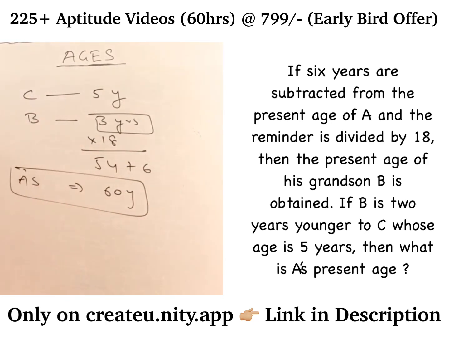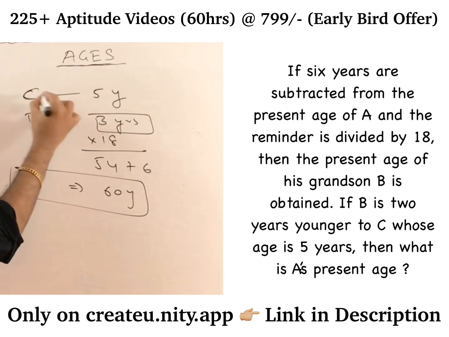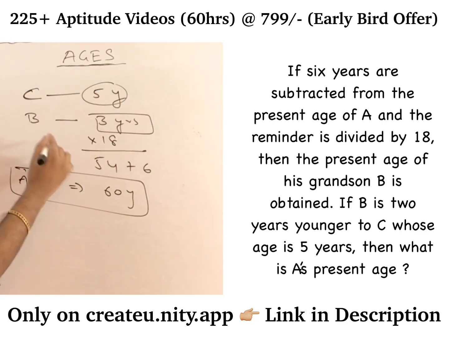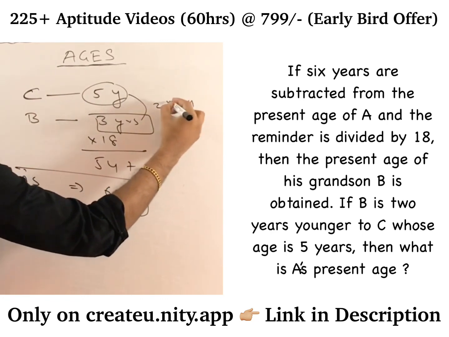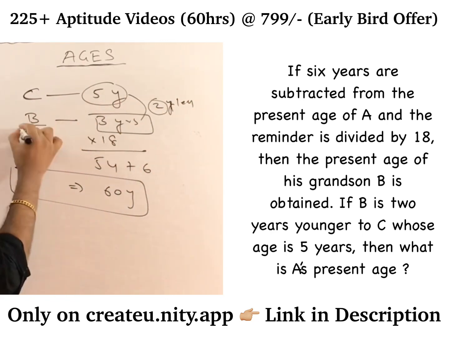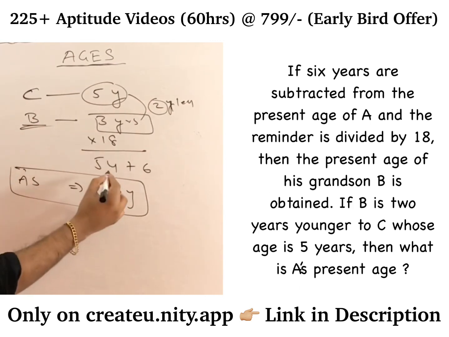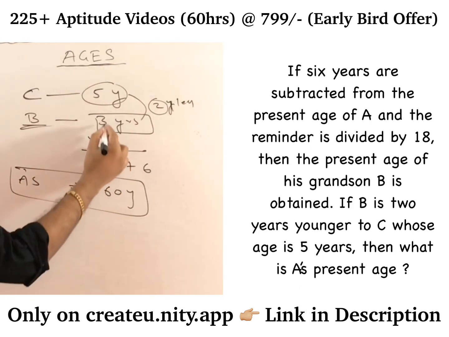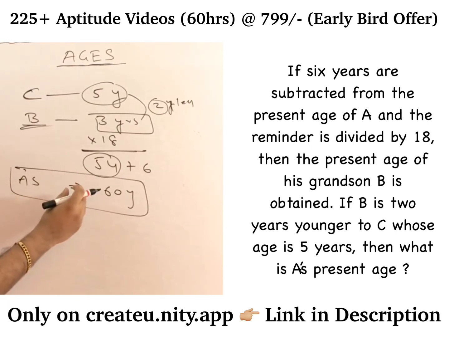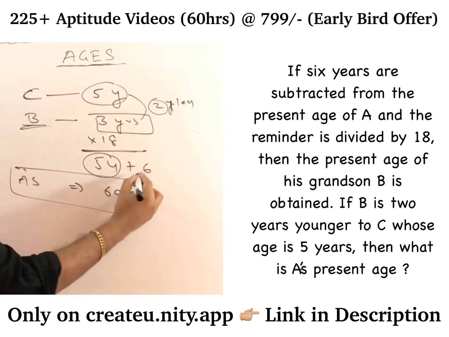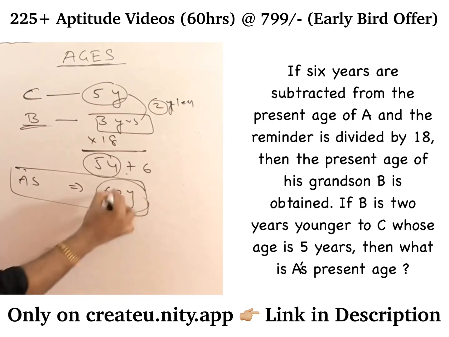I'll repeat the procedure, please pay your attention. C's age is given as 5 years, and he very clearly said B's age is 2 years less. That itself means that B is 3 years. And this is obtained by dividing by 18. So I have multiplied by 18 and got a number. Which number was divided by 18? After subtracting 6. So I have added 6 and I got a number, that is A's age.